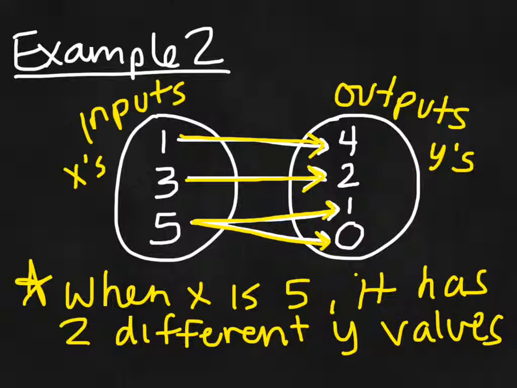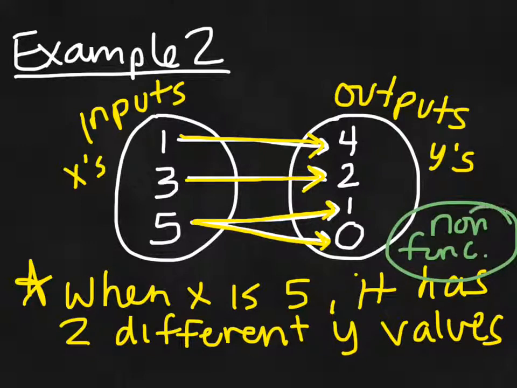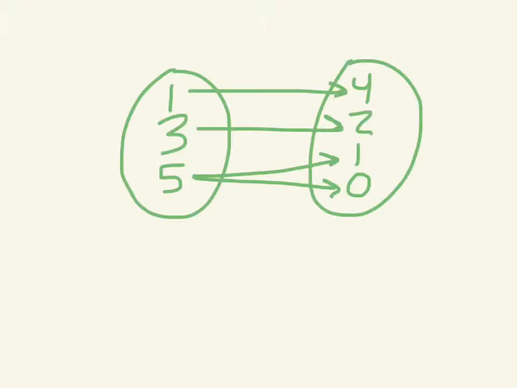And that makes it non-functional. It's not a function because it has two different y values that it goes to, and we're going to write ordered pairs and graph it, but this makes it non-functional. So let's write out some ordered pairs just to make sure. Here's my mapping diagram again, and I'm going to write out the ordered pairs, and if that's easier for you, I would just do that.